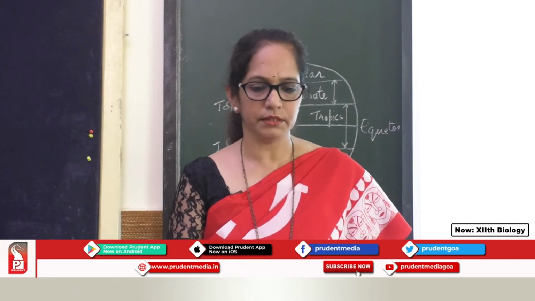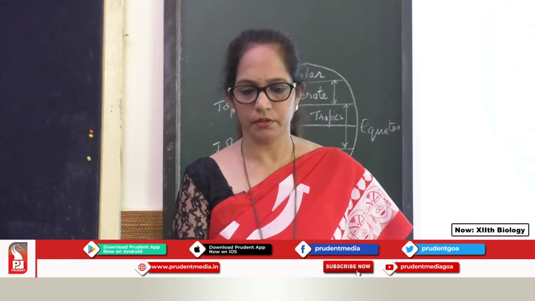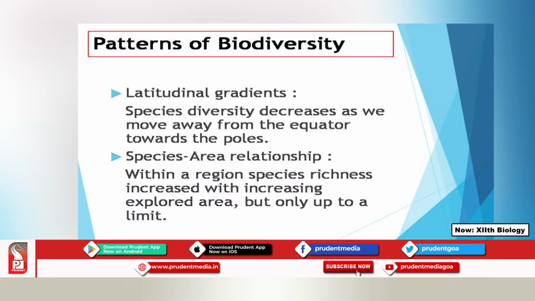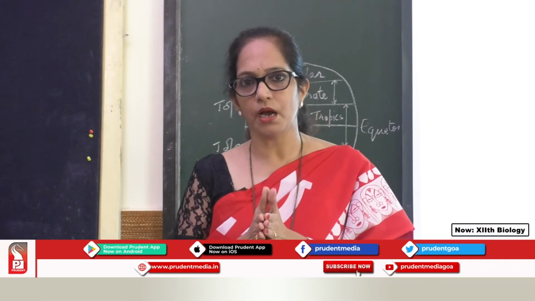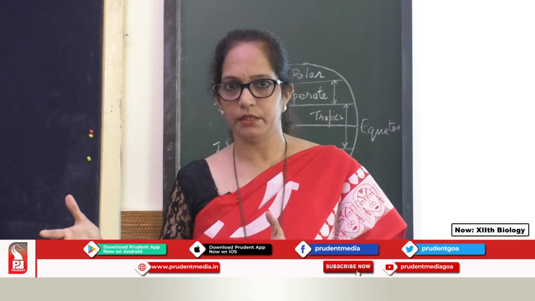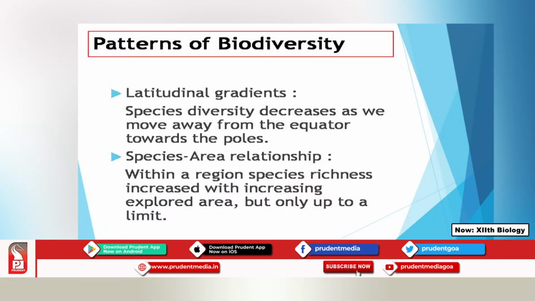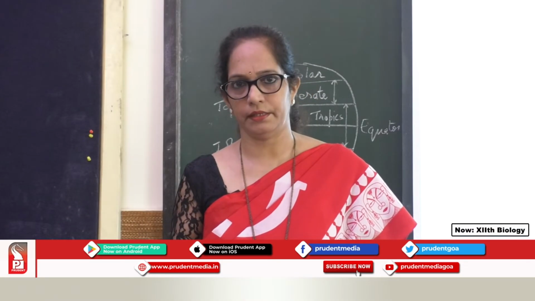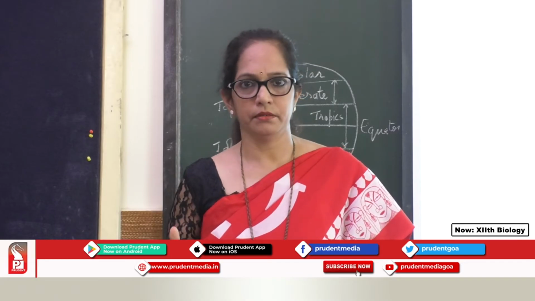Then the second, this is about the species-area relationship, in case of patterns of biota, how they are distributed. What is said in this is, when you consider a single region, if you count the number of species, then as you keep on counting, they will keep on increasing. The species richness will keep on increasing, but up to a certain limit within that particular environment. The number of species will not keep on increasing. It will stop at a particular place.